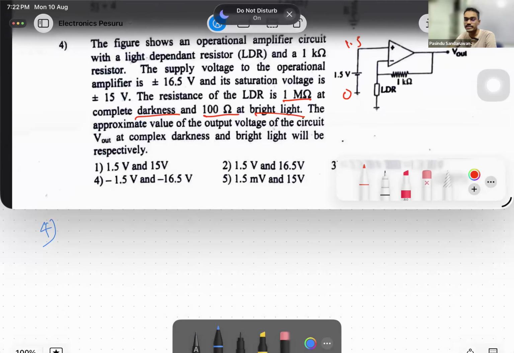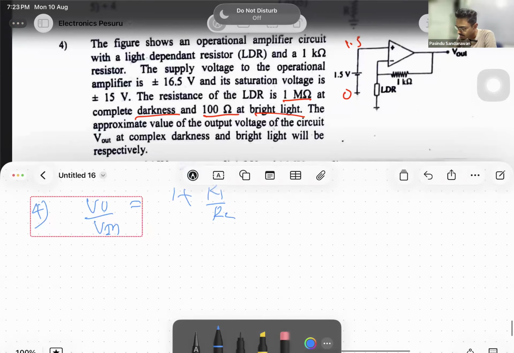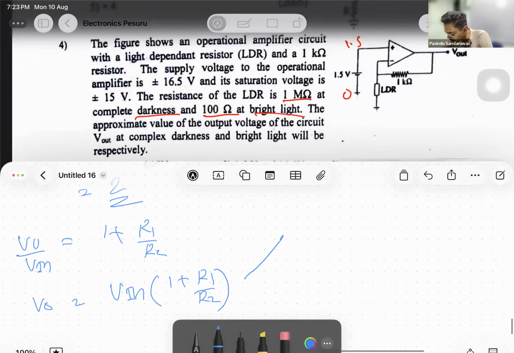V in is 1.5. This is a standard non-inverting amplifier again. Then V out over V in equals 1 plus R1 over R2. We need V out, which is given by V in times (1 plus R1 over R2). Then apply the equation. V out, V in is 1.5, 1 plus. First we will do it at darkness.